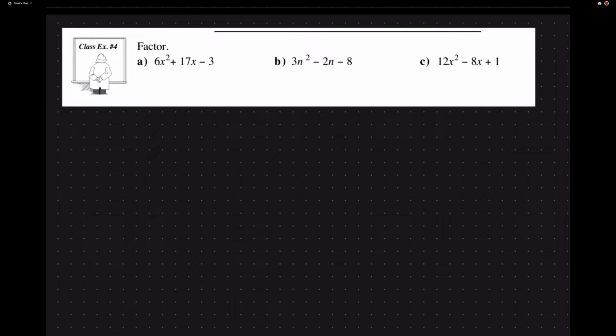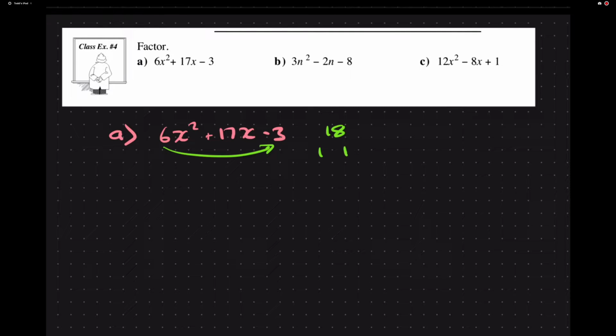All right, here we go again. Class example 4. Factor these out. So let's start off with A again. Let's see if we can blast through these things. Again, 6, 17, and negative 3. There is nothing that is common in those three terms. So we're going to start with that. And we're going to multiply 6 times 3 in this case, which gives us 18.